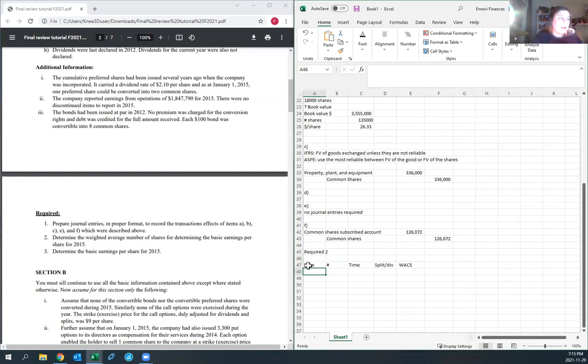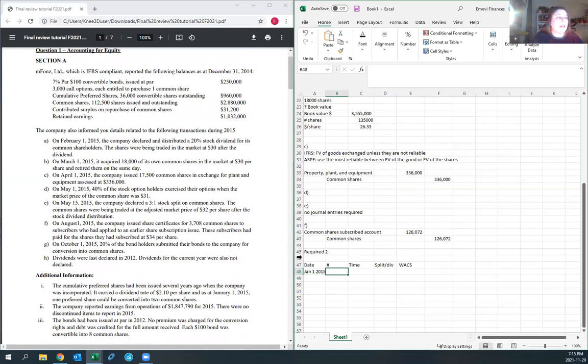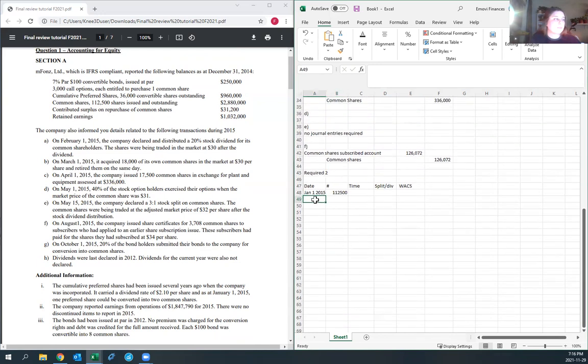So we always start with our beginning balance, which is going to be on January 1st, 2015. How many shares did we have? And we had 112,500 shares. I'm going to check the time later on in the other columns also. And then I just look at the transaction that occurred, and whenever there's an impact on the shares number, I'm going to put it down in this table.